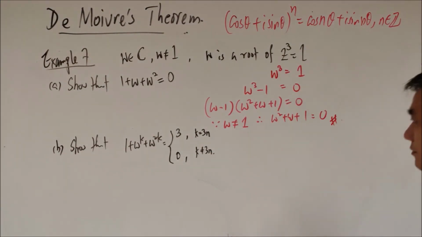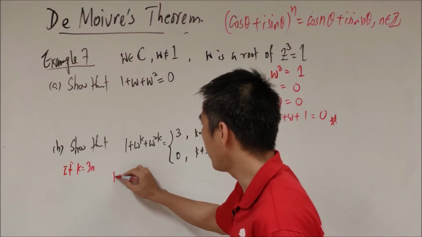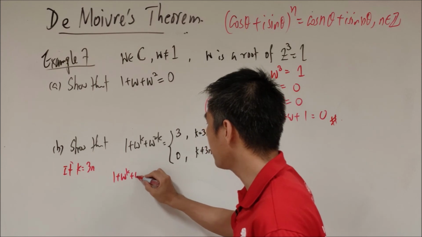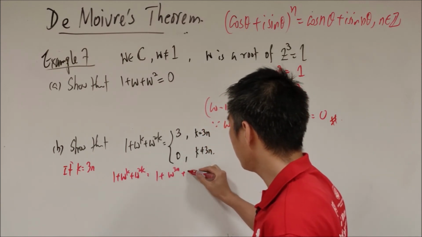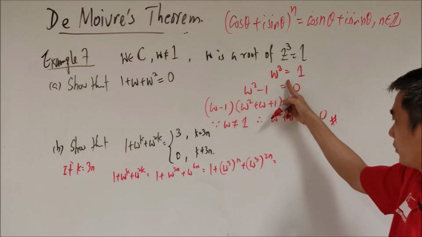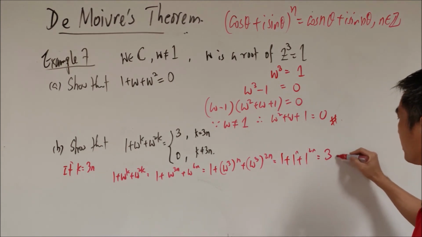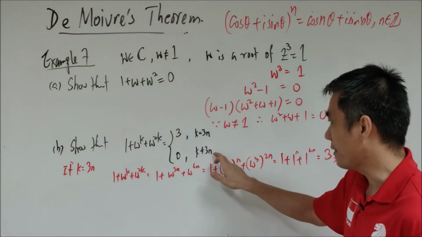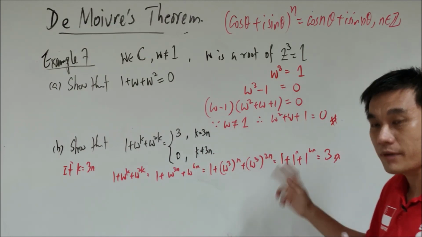So this is also not difficult. If k equals a multiple of 3, 1 plus W^k plus W^2k will equal 1 plus W^3n and W^6n. And W^3 is equal to 1. It means that this will be 1 plus 1 plus 1, and that equals 3. If k is not 3n, then k must be equal to 3n plus 1 or 3n plus 2.